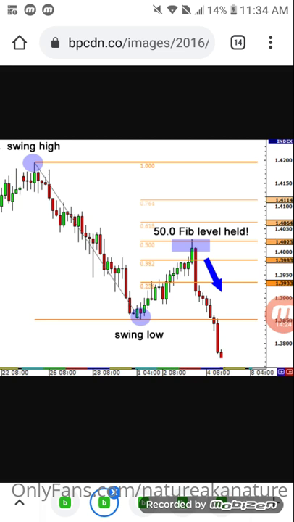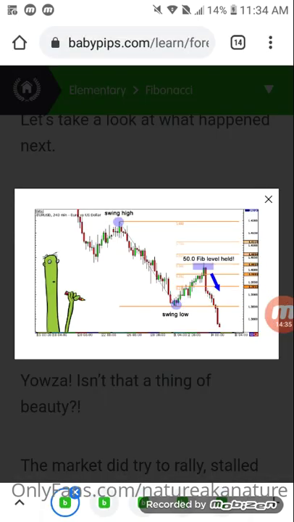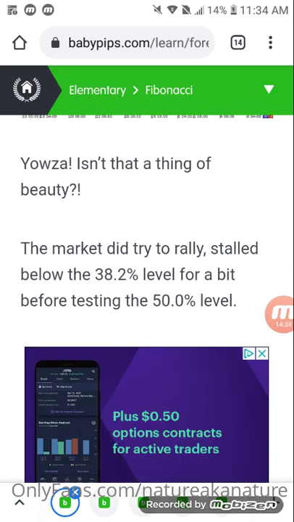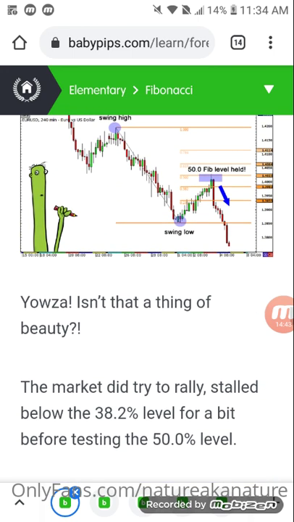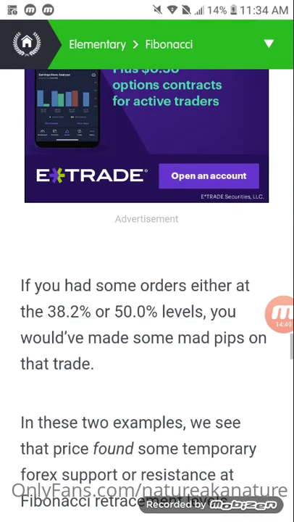If you had gotten in for a sell at the 50 fib level, you would have gotten a great profit. You would have made a lot of money that day. Okay, so isn't that a thing of beauty? The market did try to rally. It tried to rally and it stayed below the 38.2 level for a bit before testing the 50 level. Okay, once it tests the 50 level, price eventually heads back down in the overall direction.